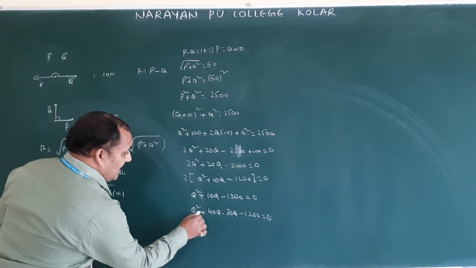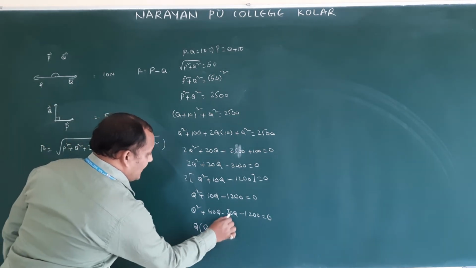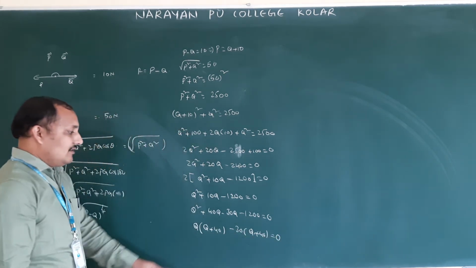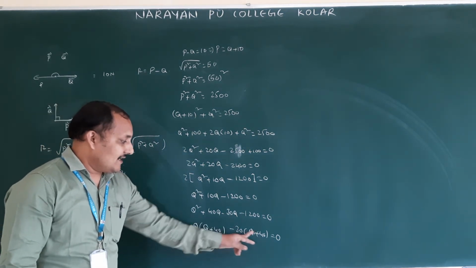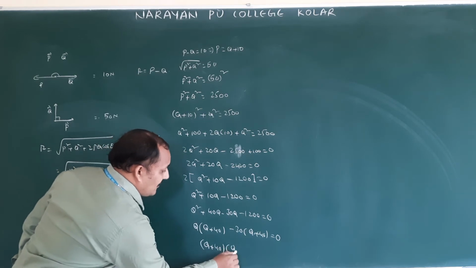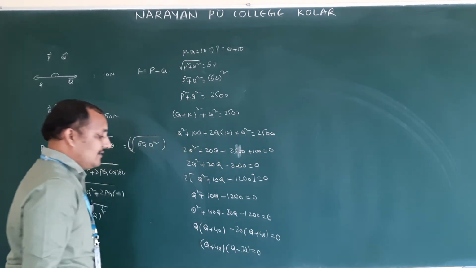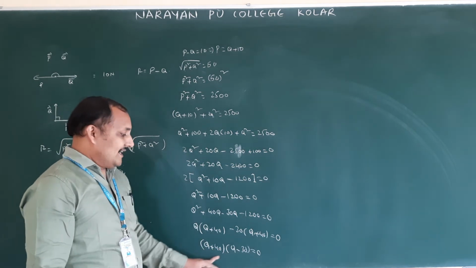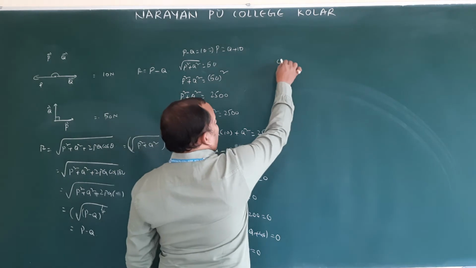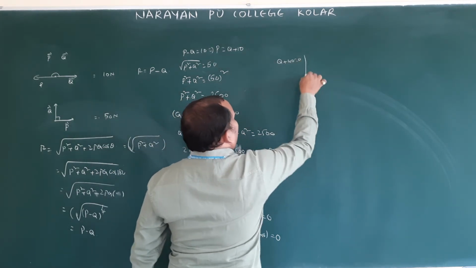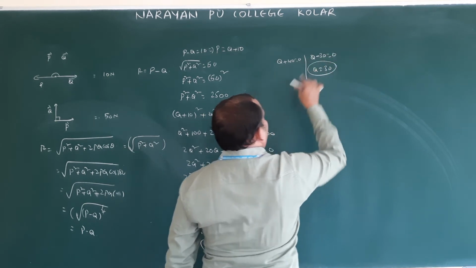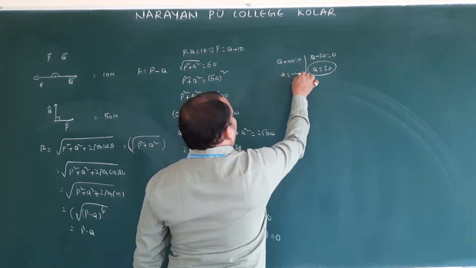Q is common. Q plus 40, therefore minus 30 common Q. So 40 into 30, again 1200. So Q plus 40 into Q minus 30 is equal to 0. Then this product is equal to 0 means either this one is equal to 0 or this one is going to be 0. Q plus 40 equal to 0, Q minus 30 equal to 0.